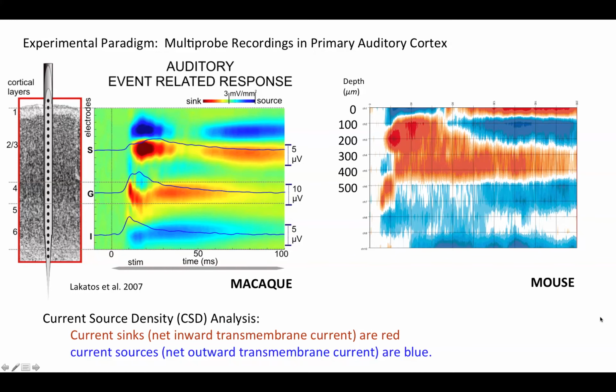Now on the right here is actually one of my own recordings, my own multiprobe recordings in auditory cortex using a 16-channel multiprobe in mouse auditory cortex. And I really saw a very analogous pattern of activation where I saw initial activity in the middle layers at a depth of 500 microns, followed by more superficial activity up in layer 2, 3. Notice this is a depth of 200 microns, a depth of 100 microns.